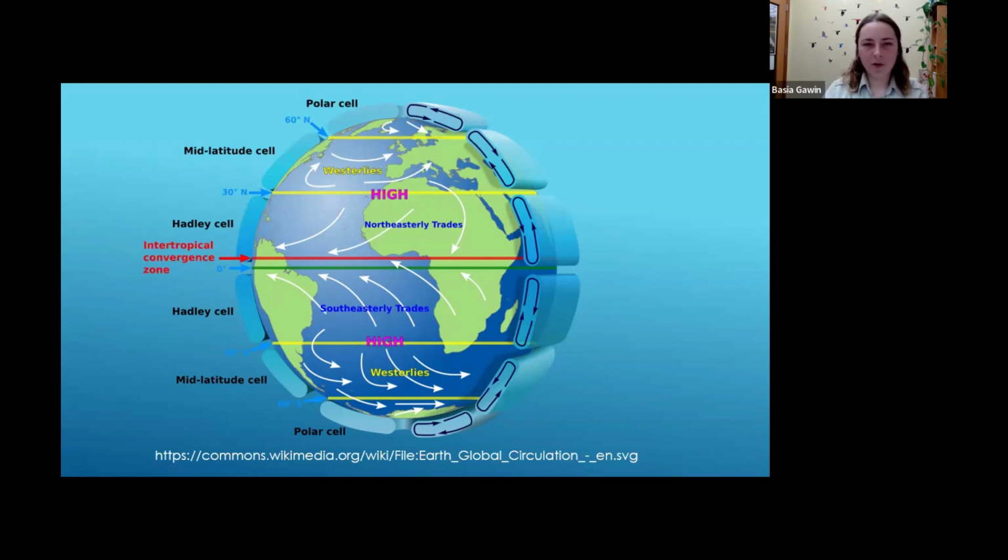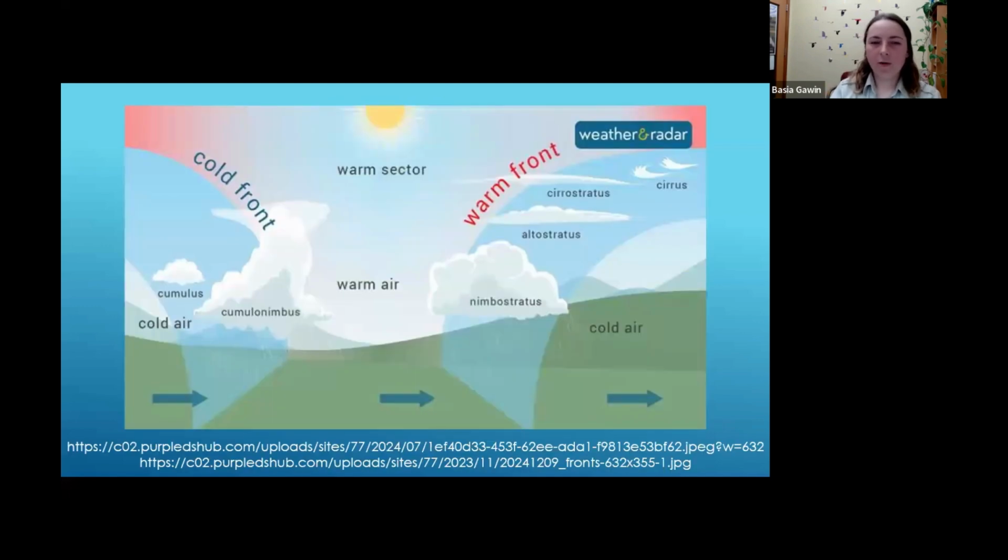But then we get down to a smaller scale and we get what are called fronts. If you ever watch the weather, this is what they're talking about when they're talking about cold fronts and warm fronts. There's also stationary fronts and occluded fronts. So this gets a little bit more complicated. But basically what happens is when masses of air run into each other, they have to react to each other. And what happens is that warm air rises and cool air sinks.